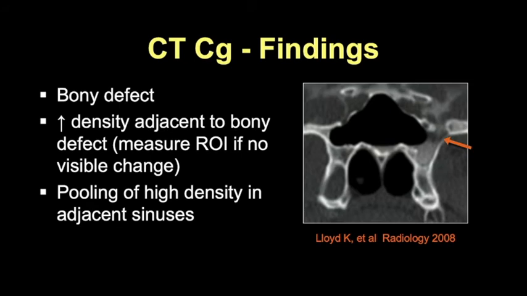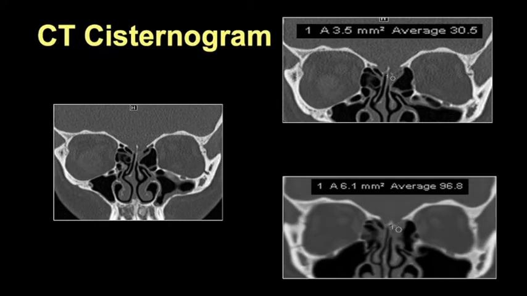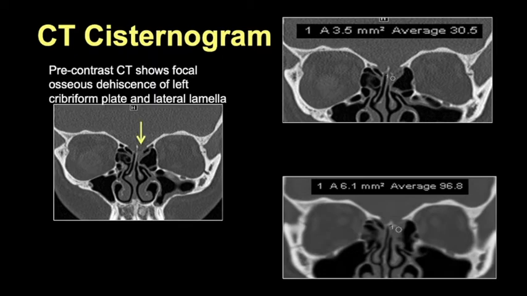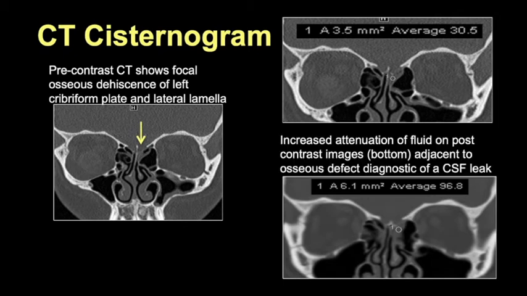So positive findings on a CT cysternogram include a bony defect with adjacent increase in density of soft tissue within the sinus or mastoid adjacent to the bony defect, particularly if there's pooling of high density in the adjacent sinuses, as in this case, of a probable meningoencephalocele in the left sphenoid sinus with adjacent leak and pooling of contrast in that sphenoid sinus. In another patient, a pre-contrast CT shows a focal osseous dehiscence of the left cribriform plate and lateral lamella with adjacent polypoid soft tissue that increases in density on the post-contrast imaging. In addition to seeing a visible increase in attenuation, a 2 times or greater increase in density by measuring Hounsfield units can also be suggestive of a leak.